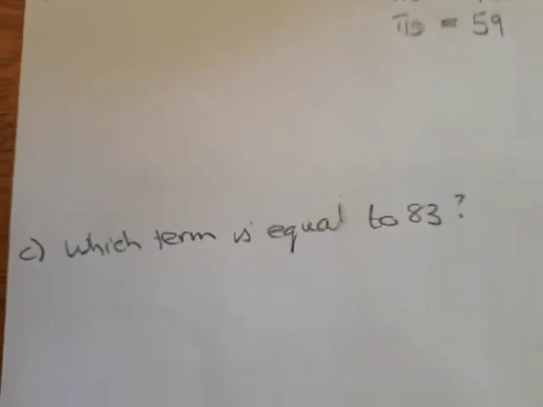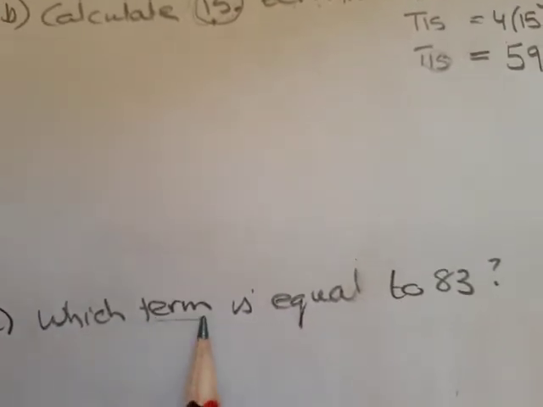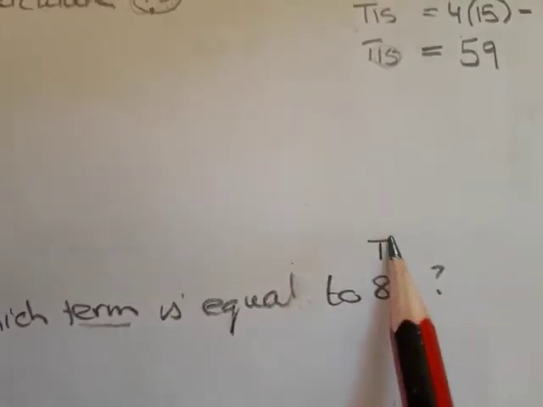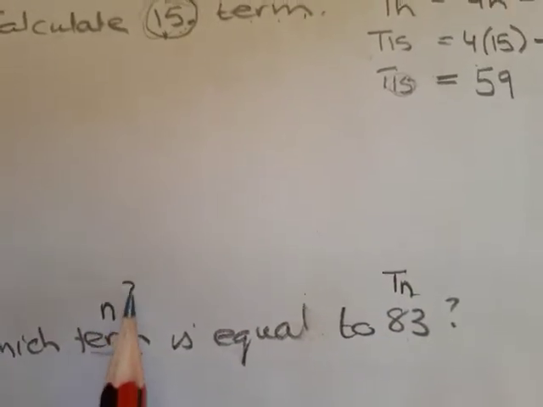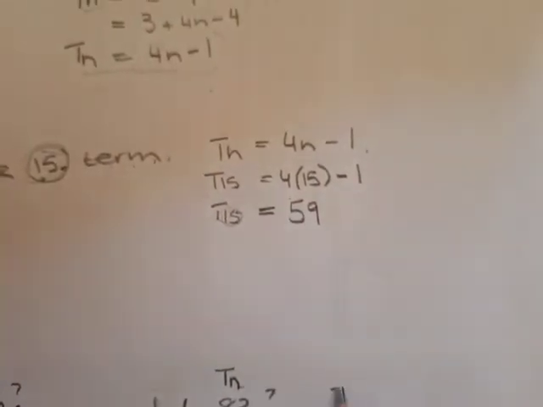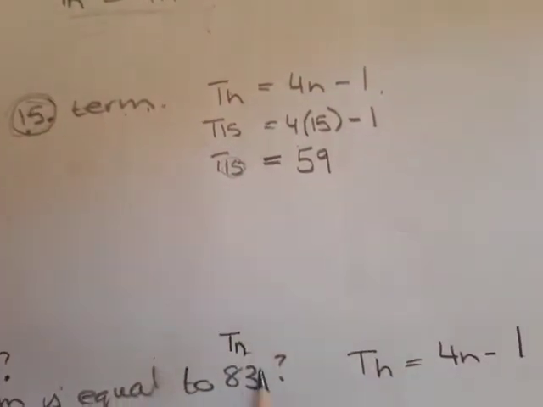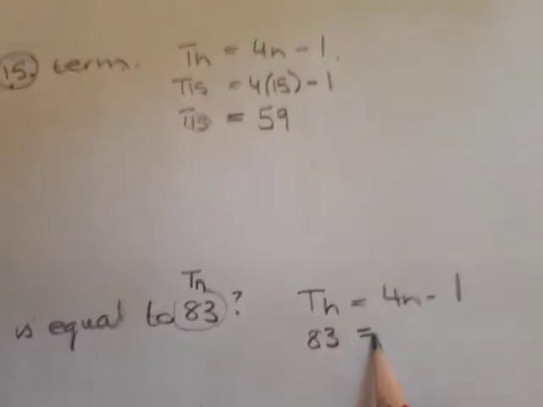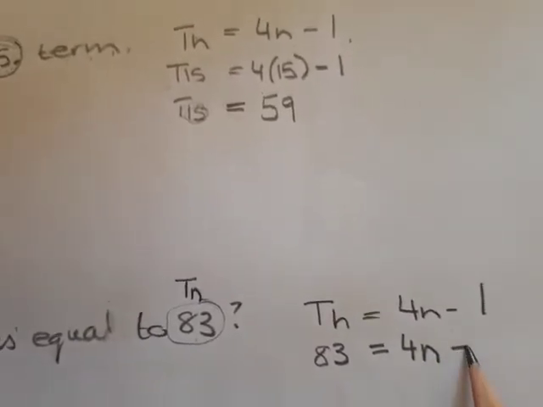Then the last one that they usually, or that they can ask, is to ask you which term is equal to 83. So meaning this, people, is Tn, and which term, n, is being asked. So again, you take your formula, Tn equals 4n minus 1. And now Tn, people, you substitute with 83, equals 4 times n, which is what is being asked, which term, minus 1.